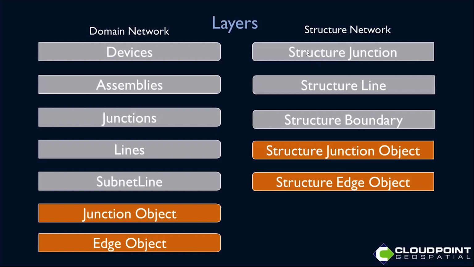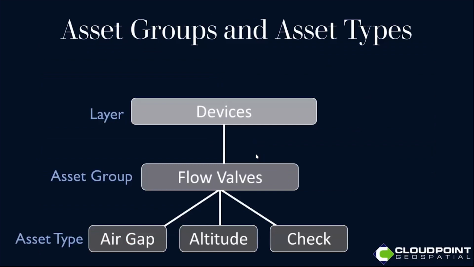As we move over to the structure network, we have our structure junctions. So that would be our containers like our manholes or vaults, structure lines. So that could be our casings, structure boundaries. So that could be a lift station, pump station, things like that. So this is just a quick example. The layer might be devices, the asset group would be flow valves, and the asset type would be an air gap, an altitude, or a check valve.